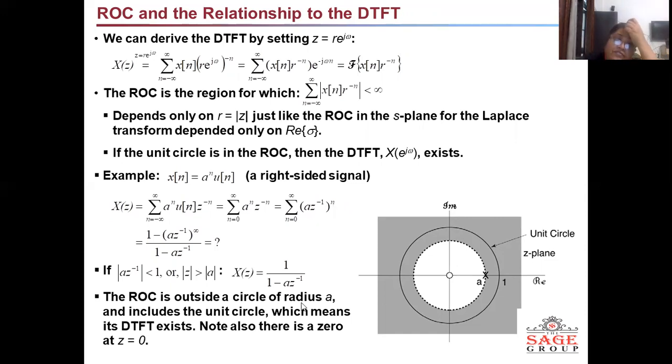So it will form an infinite series whose sum is represented by 1 upon 1 minus a z to the power of minus 1, which indicates that the ROC is outside a circle of radius a and includes the unit circle, which means its discrete time Fourier transform exists. So there is a zero at z equals 0, and we have a pole located at a. Its region of convergence lies inside the unit circle, so it will converge.